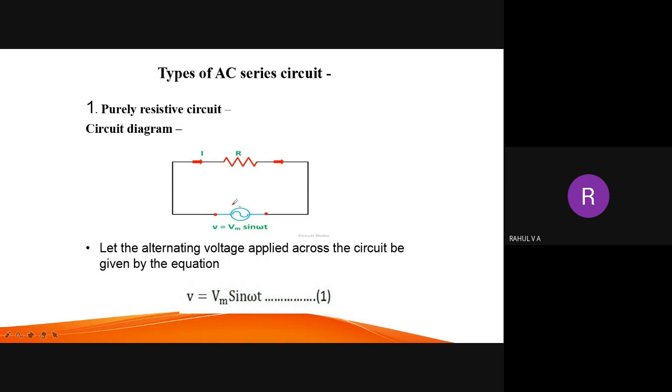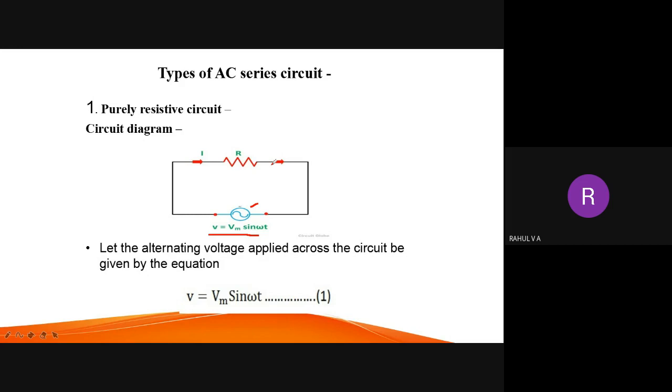In this diagram, you can see that there is an AC source. The instantaneous value of that AC source is V equal to Vm sin omega t, and it is connected to a resistor. There is no other component present. There is no capacitor, there is no inductor, nothing else. Only a resistive component is placed there, so it is called a purely resistive circuit.